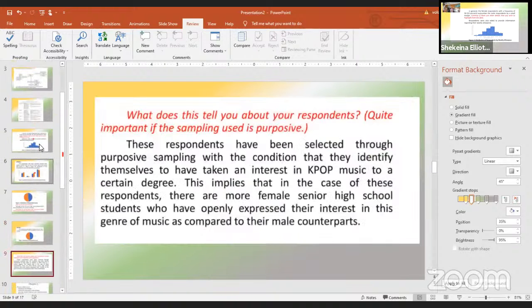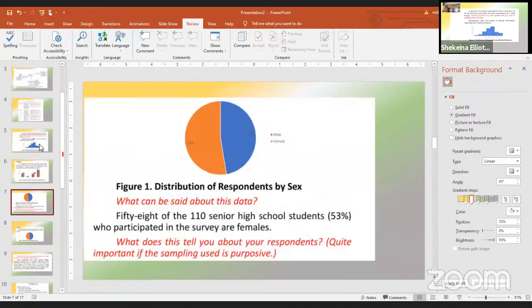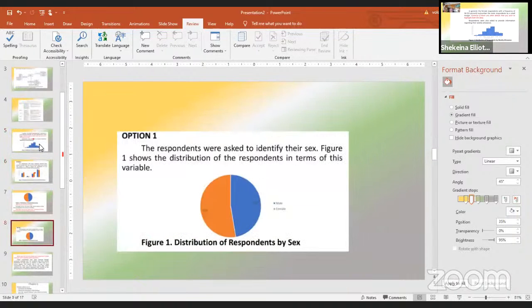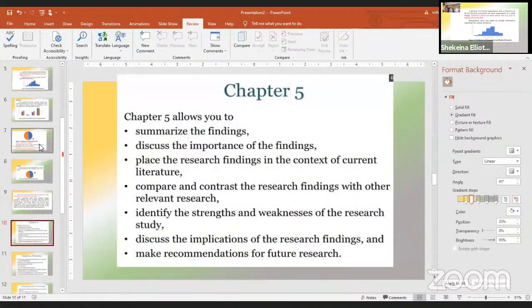And it goes on. I'm not going through this again, back and forth. So you just have an idea of what's going on. So I'm moving right to chapter 5. Now, in your chapter 5, what is expected of you is that you need to summarize the findings from chapter 4.